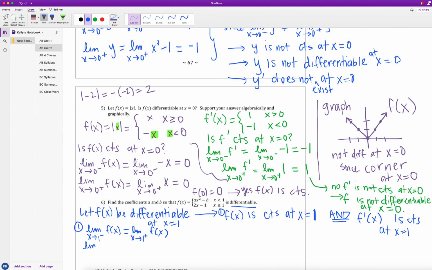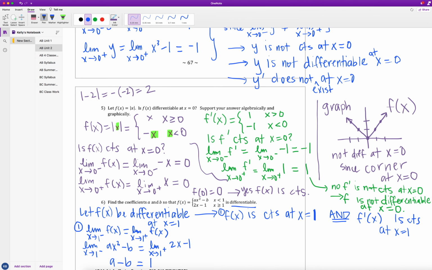And we can compute both of these. So if we're computing 1 from the left, in this case we'd use the top function, which is ax squared plus minus b. That has to equal the limit as x approaches 1 from the right, which would be the 2x minus 1. Both of these can be solved by direct substitution. So if I substitute in 1 into the ax squared minus b, I'd end up with a minus b equals, if I substitute in 1 on the right limit, I would end up with 2 minus 1, which would give me a value of 1.